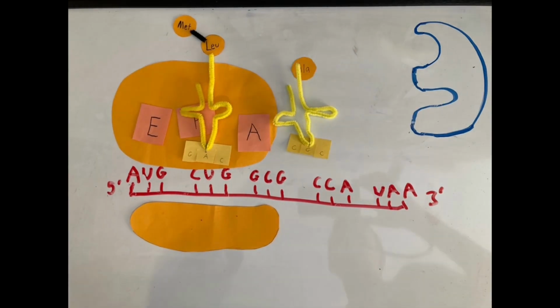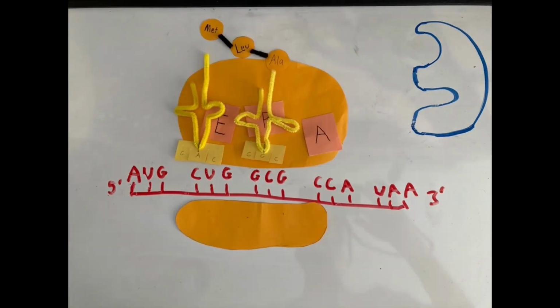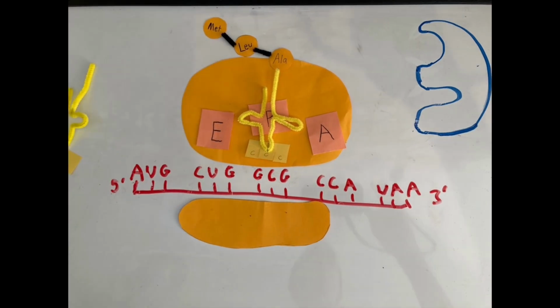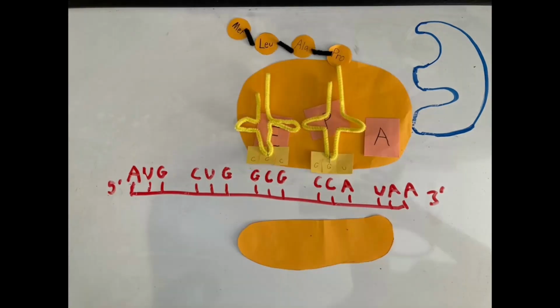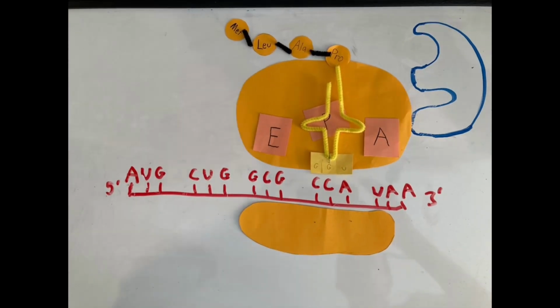The tRNA attaches to the A site and the ribosome shifts while a peptide bond forms between leucine and alanine. The tRNA previously holding leucine now leaves the ribosome. The process repeats again for a tRNA matched with proline.